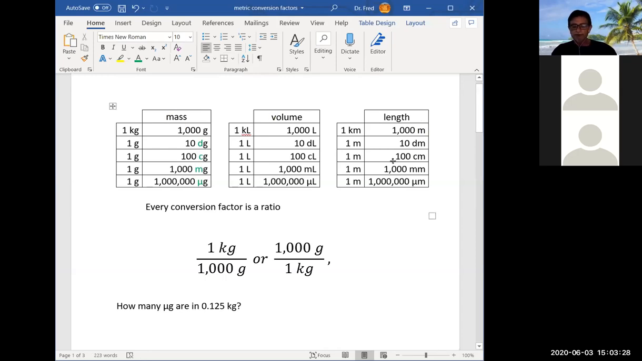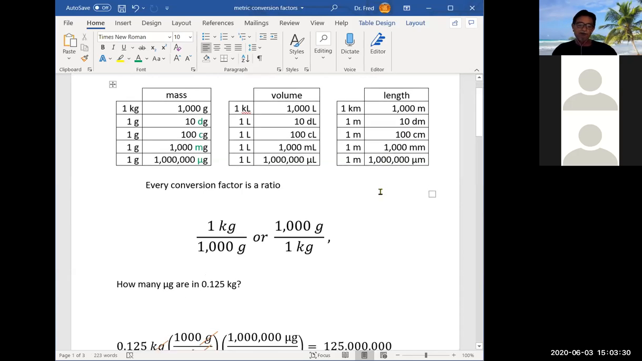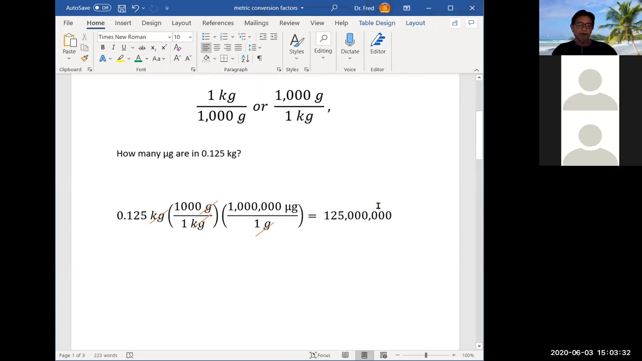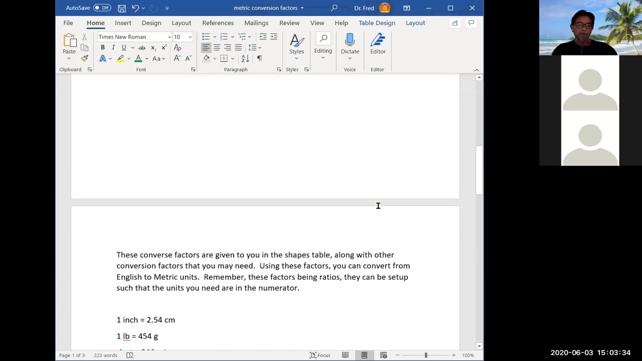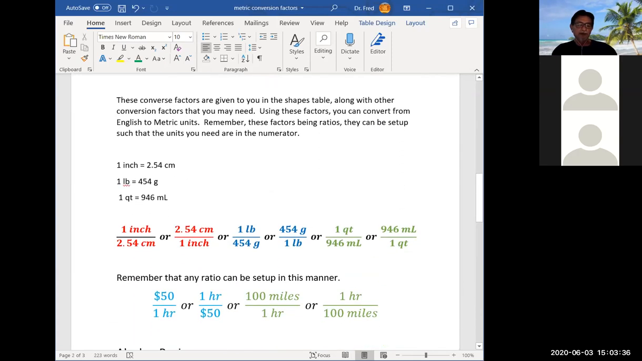That's the beauty about the metric system. A little bit different with the English units. Okay. But sometimes you're given these factors in the shapes table. So these are ratios. I can write them any way. See how I wrote them with inch on top or inch in the denominator. How I use them depends on the question.